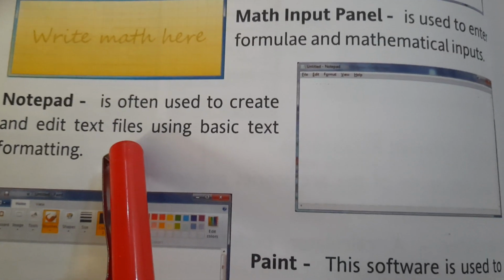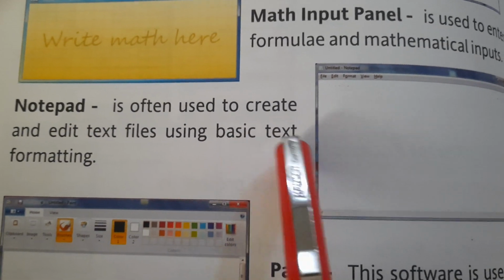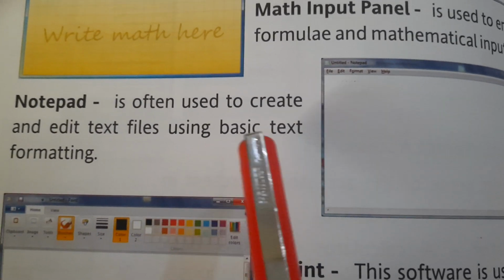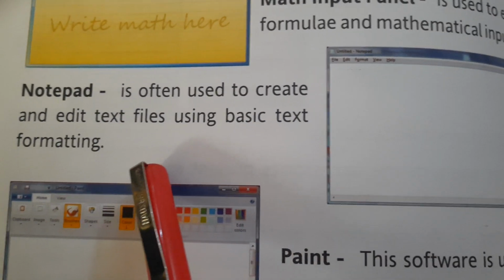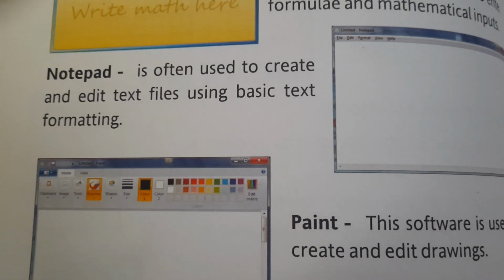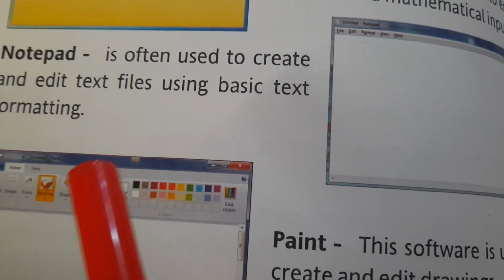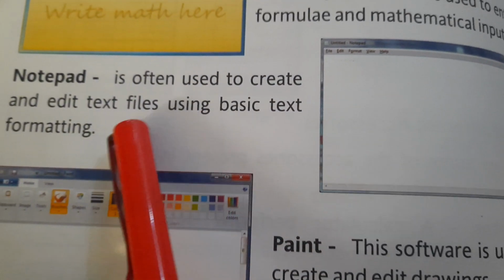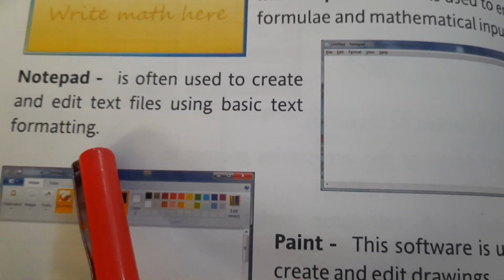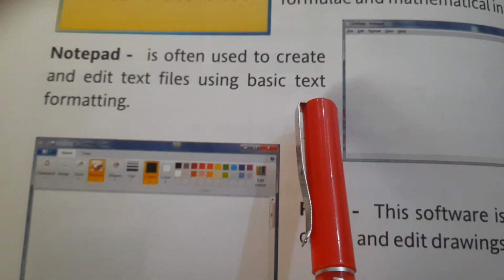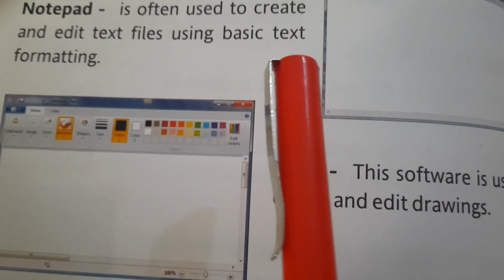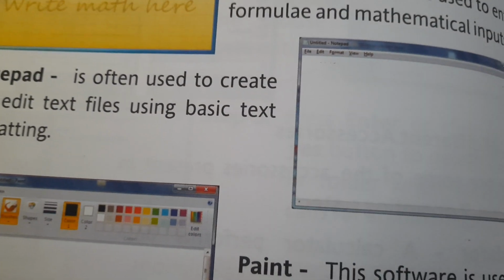Now, Notepad is often used to create and edit text files using basic text formatting. As I told you, these accessories do not contain many options, but there are some options. So in this case we can see that it is used for creating and editing various text files, where we can do basic text formatting. Like in MS Word we can do a lot of formatting, but here we cannot do that type of formatting, but a little bit of formatting we can do.